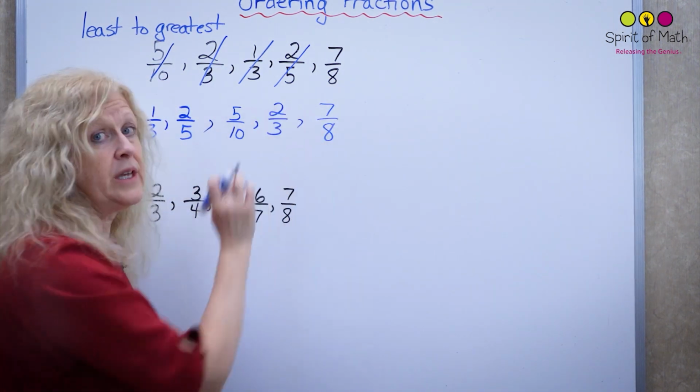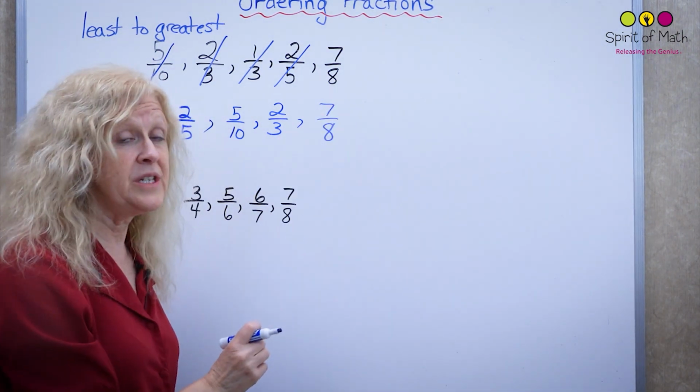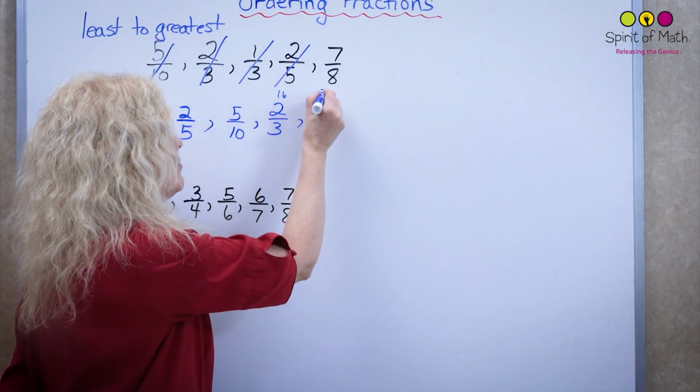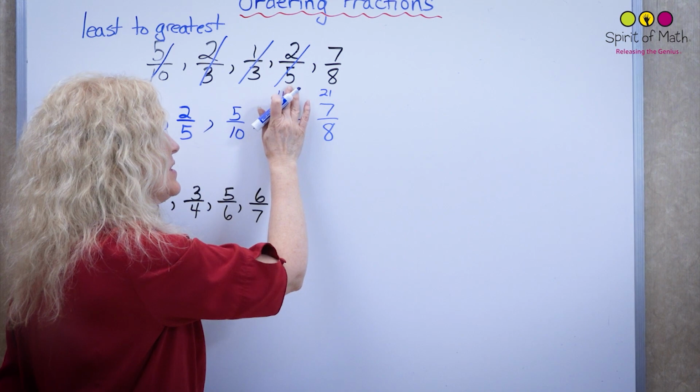8 times 2 is 16. And 3 times 7 is 21. So remember the 16 and the 21. Oh, yep, 21 is greater than 16. So it goes in that order.